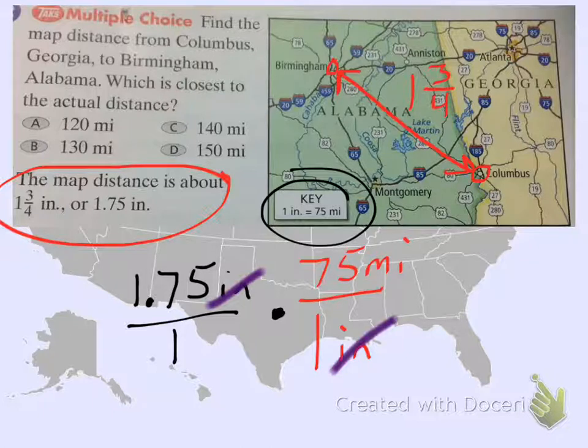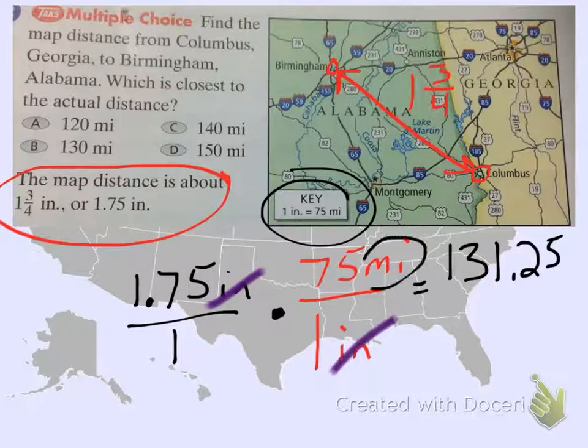1.75 times 75 is 131.25, and the only units that are left over are miles. So which one's closest? B. And B is your answer. That's all there is to it. These are actually pretty easy.